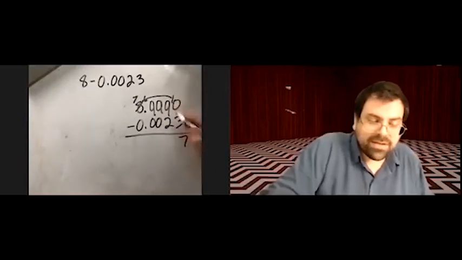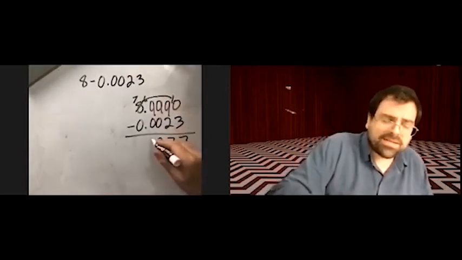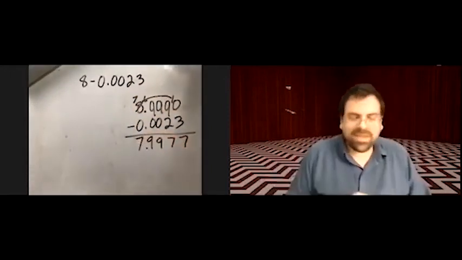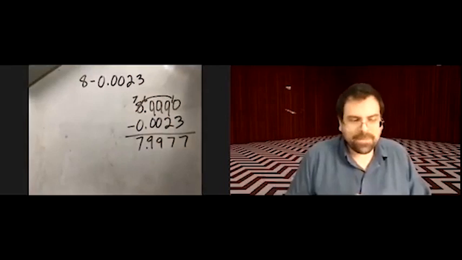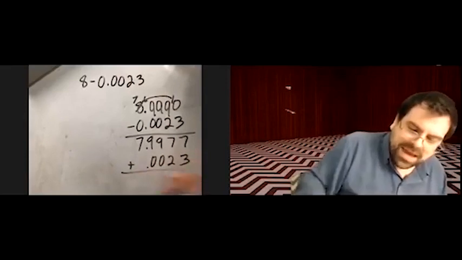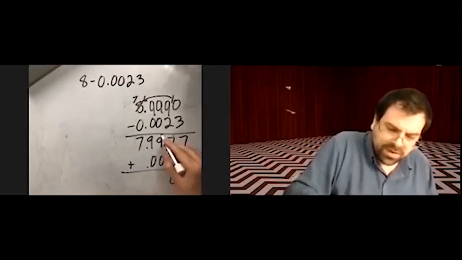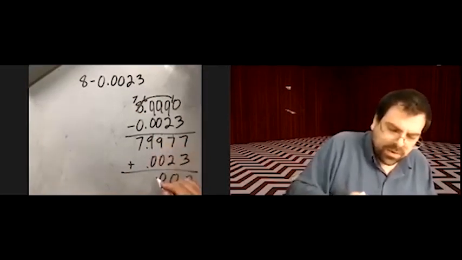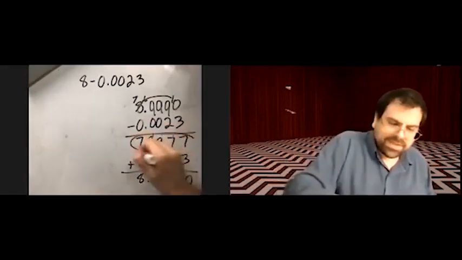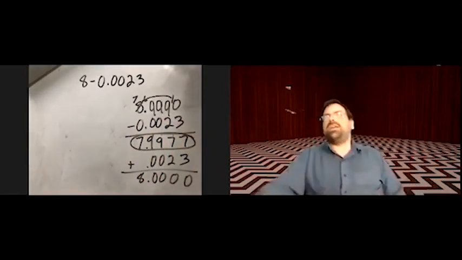10 minus 3 is 7. 9 minus 2 is 7. 9 minus 0 is 9. 9 minus 0 is 9. Decimal point. 7 minus nothing is 7. And if we add the 0.0023 back, we get 0, 0, carry the 1, carry the 1, carry the 1. We get 8. 7.9977 is correct here. We checked by adding. We got the right answer.